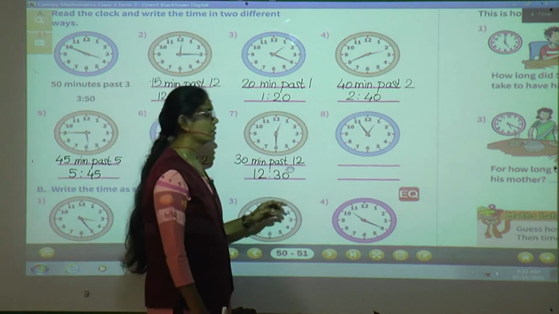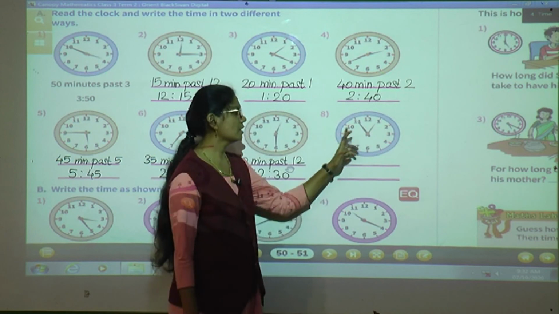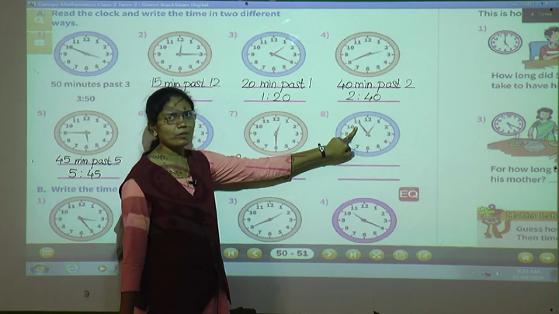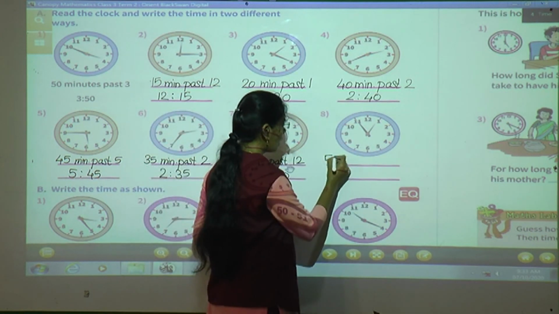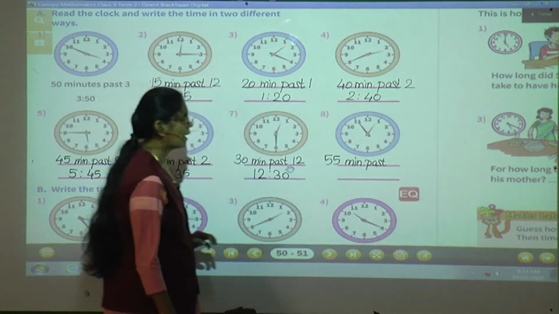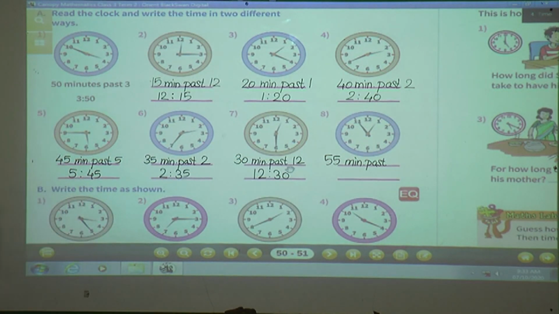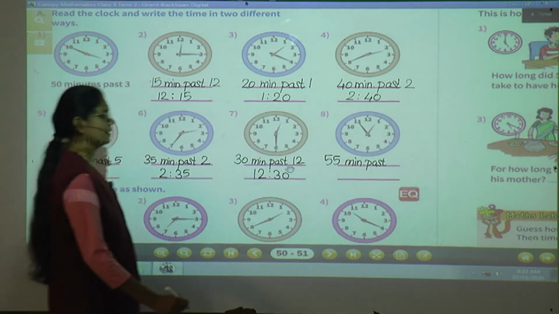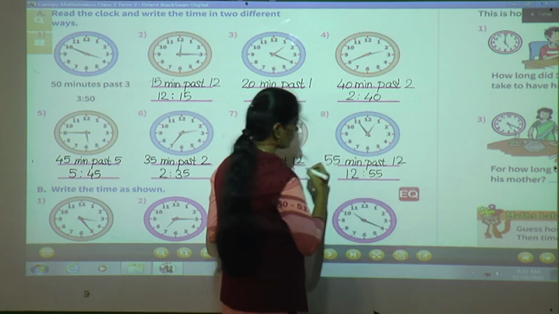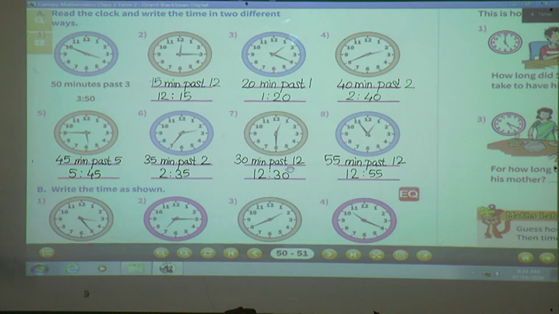And the last, see this 8th one. Here in this clock the minute hand is on 11 number. So 11 into 5, 11 5s are 55. So 55 minutes past. Now you have to see where is the hour hand. It has crossed 12 number. So here we'll write 12. 55 minutes past 12 means 12:55. Okay, clear? In this way you can read the clock and you will write the time in these two ways. Okay, clear this A question?